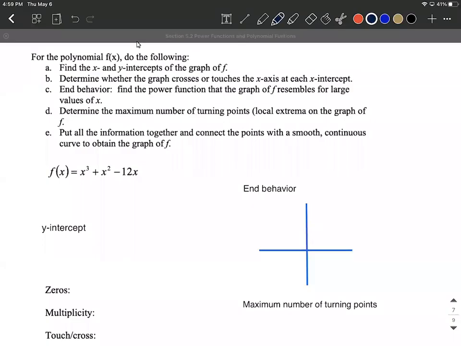Okay, let's graph a polynomial function. To do this, what we're going to do is find the x-intercepts, the y-intercepts, multiplicities, touch or cross, end behavior, maximum number of turning points, and then put it all together in a nice graph.